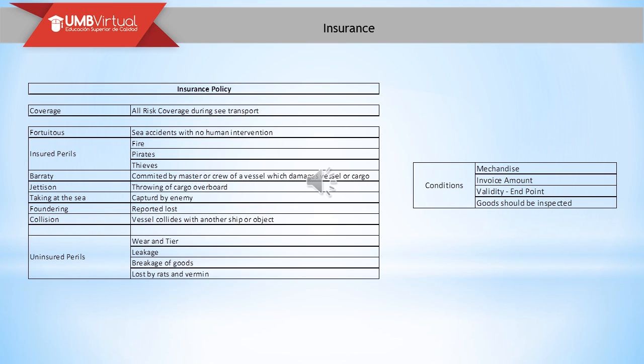The validity is from the starting point to the end point. That means when the cargo is navigating on the sea. And another term and condition is that the goods should be inspected at the beginning and at the end to make sure everything is in place. That's all for the insurance.